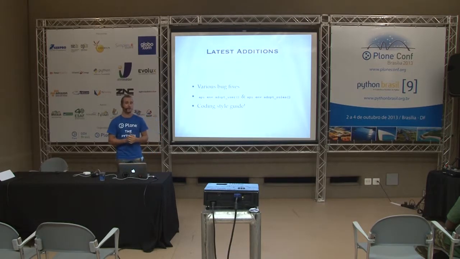Latest edition from Arnhem, so in the last year, meaning Munich, what we did in Munich in the last 10 months: we killed a lot of bugs that came up when people started to use it in production, which is nice. We now know it's more stable. Then these two API.env methods and a coding style guide, which we'll come back to later.